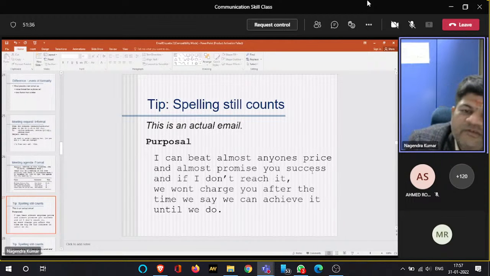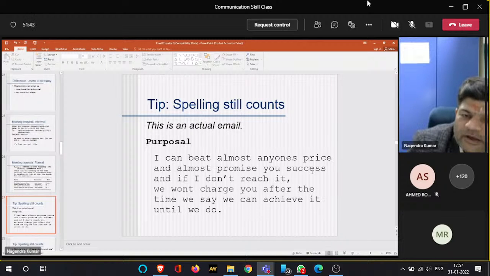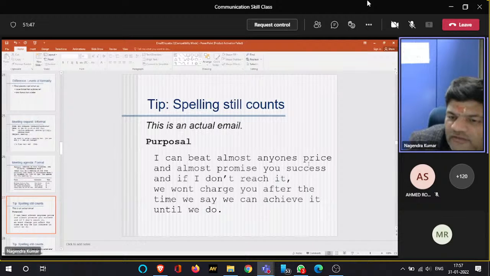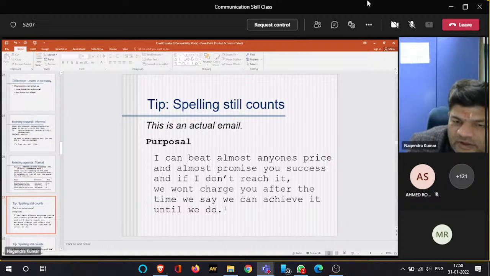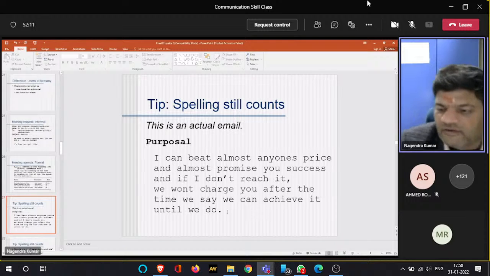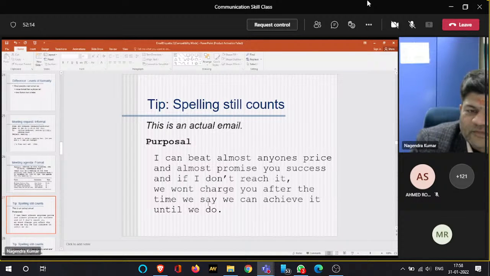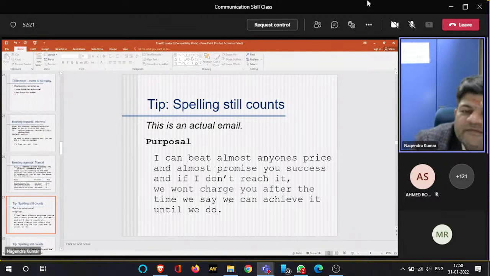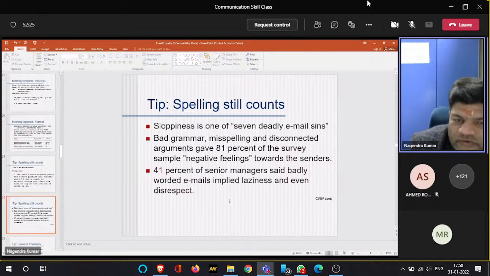The spelling still counts, because if the spelling is wrong, it will create a lot of problems in understanding. "I can beat almost anyone's price and almost promise you success, and if I don't reach it, we won't charge you after the time we say we can achieve it until we do." Now you can find several such inconsistencies of language in this communication. Proposal, you can see what is written. Proposal. So this kind of spelling error will create a very bad impression.